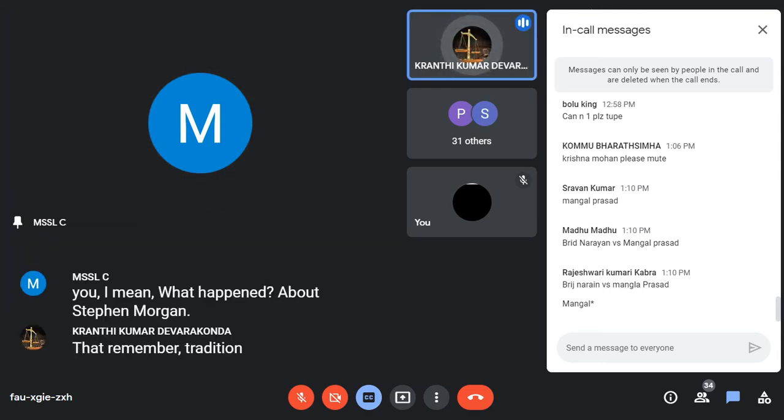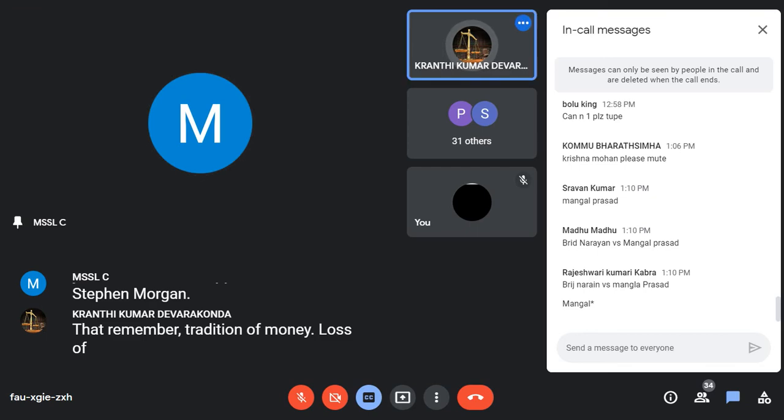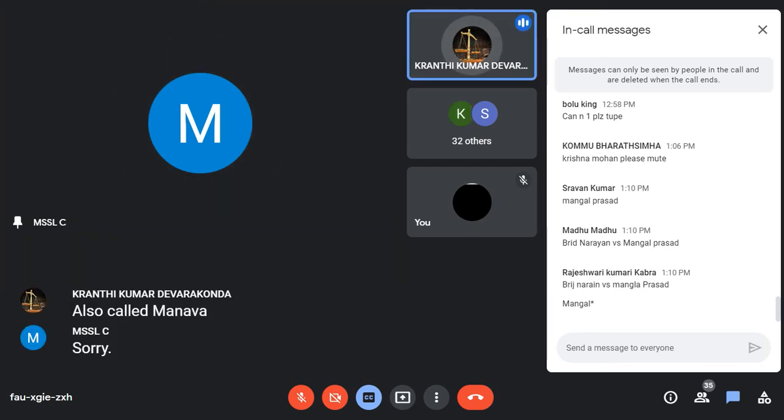They remember the tradition of Manu, laws of Manu, ma'am. Also called Manava Dharma Shastra.